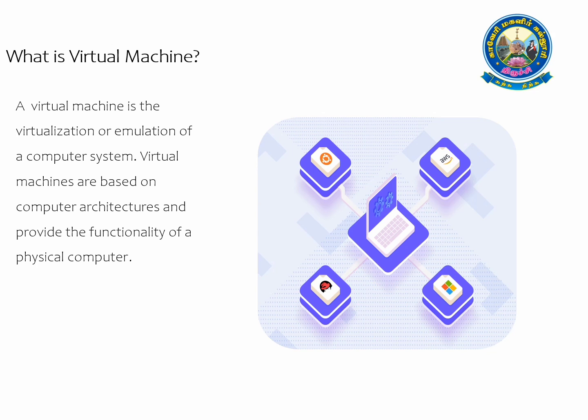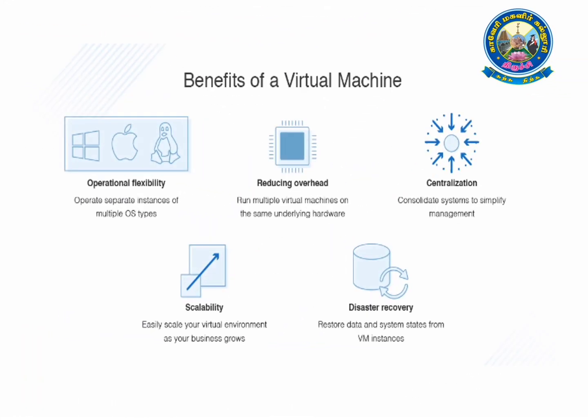And a virtual system has different types. There are access, applications, CPU, and storage, and it is charged or accessed on a metered basis. Multi-tenancy is enabled and the resources are scalable with elasticity. And then the benefits of virtual machines: operational flexibility, reduced overhead, centralization, scalability, and disaster recovery.